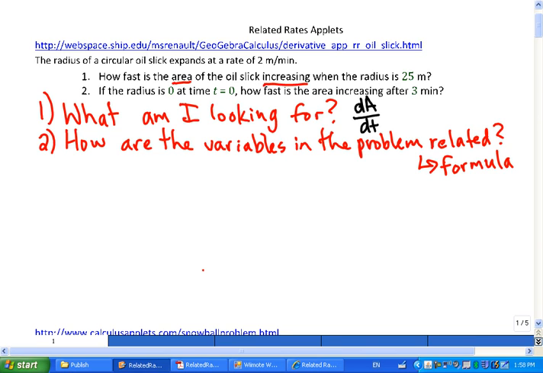Okay? Now, how are the variables in the problem related? So what variables do I have in here?